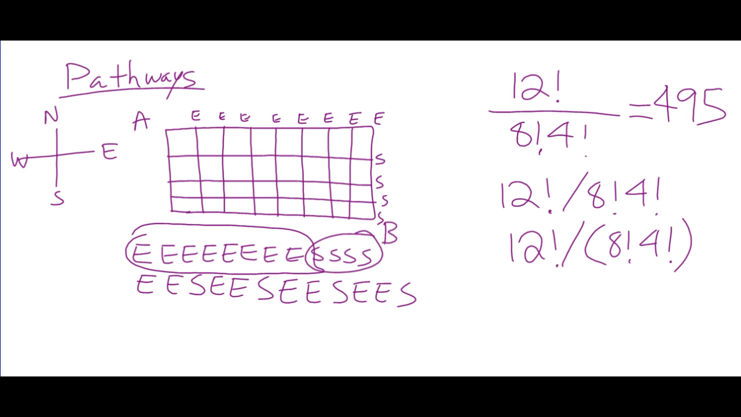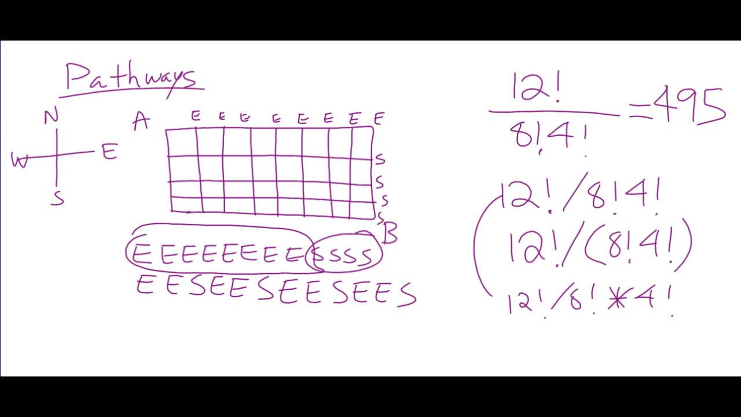So the big division bar there says you've got to do the 12 factorial, and then you need to divide it by the product of 8 factorial times 4 factorial. You have to do this. If you do this, this is what your calculator does, right? It says take 12 factorial, divide it by 8 factorial, and then multiply it by 4 factorial. So congratulations, you got a number way bigger than that, right?